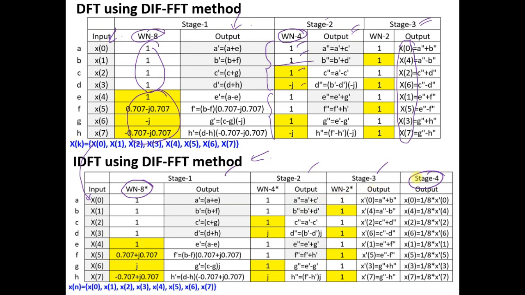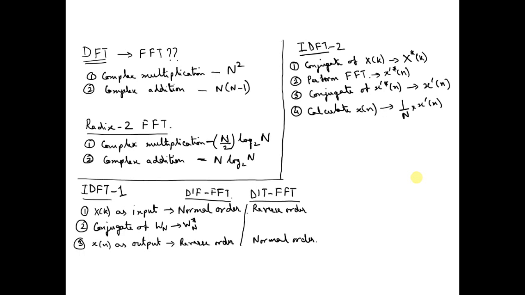So now I will ask you to perform the same numerical. Before going into that, if you look into the methodology of this FFT, there are basically 2 methods. For the IDFT, first we take Xk as the input, which is in the normal order in the DIF-FFT. In the DIT-FFT, it is in the bit reversed order. Then we take the conjugate of the twiddle factor, and then xn as the output. It is in the bit reversed order in DIF-FFT, and in the DIT-FFT it is in the normal order.